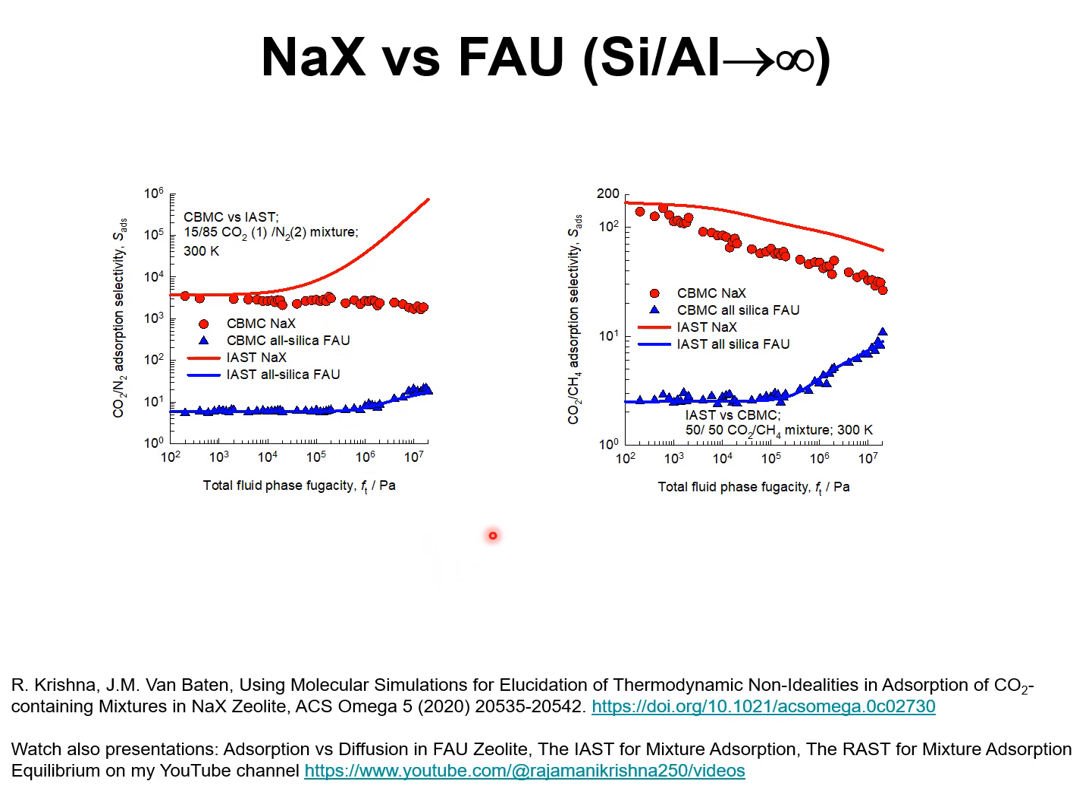Exactly the same scenario holds for CO2 methane adsorption. For 50-50 mixtures, the adsorption selectivity is plotted as a function of the total fluid phase fugacity. We note that the IAST calculations are in excellent agreement with the CBMC data for all silica Faujasite containing no extra framework cations, whereas for NaX zeolite with a silicon to aluminum ratio 1.23, the IAST severely overestimates the adsorption selectivity. And we have established already that this overestimation is due to congregation of CO2 around the extra framework cations.